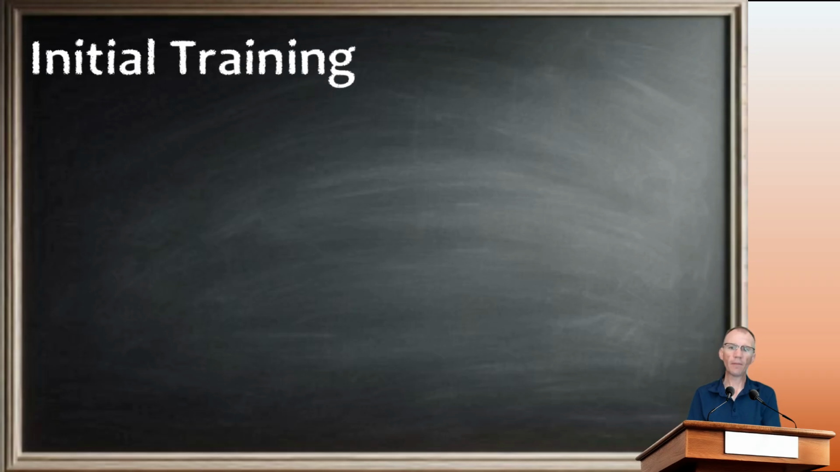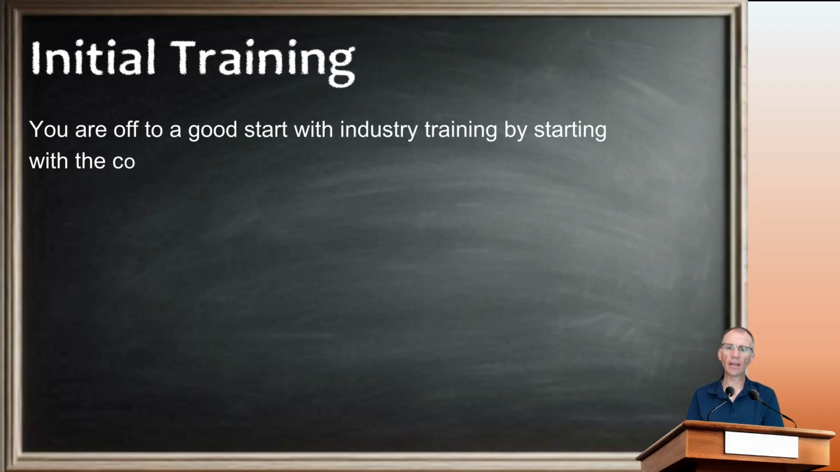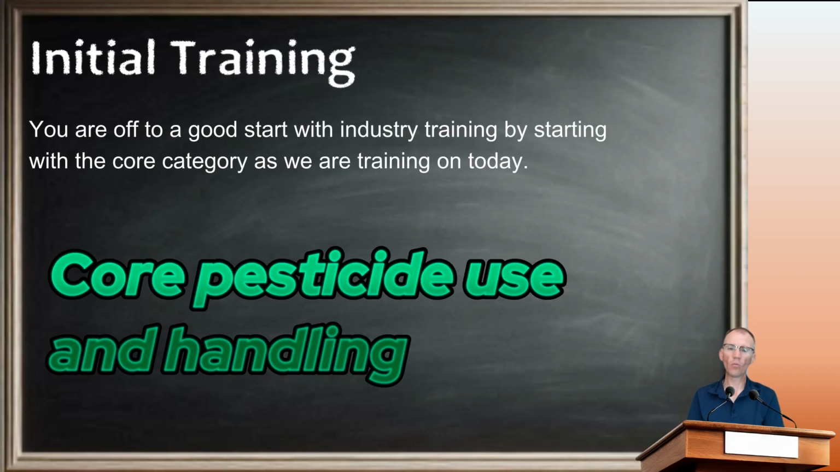Now, you've already made a big step taking this training today. Today you're taking a core training. So as you probably know, there's a National Core Pesticide Applicator Manual. It's a really big manual with a lot of chapters. We're just going over one of those chapters today, but the point is that you've started your training in core pesticide use and handling. This is very important. No matter what category of pest control you do, you're going to need to understand core pesticide handling and use. And that's why that's a great place to start.